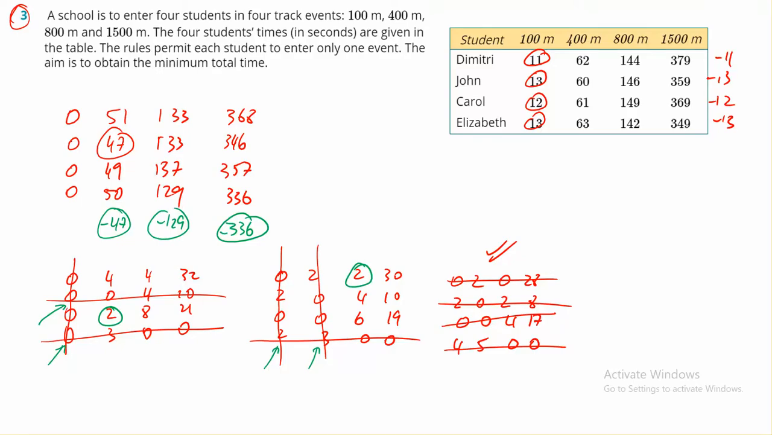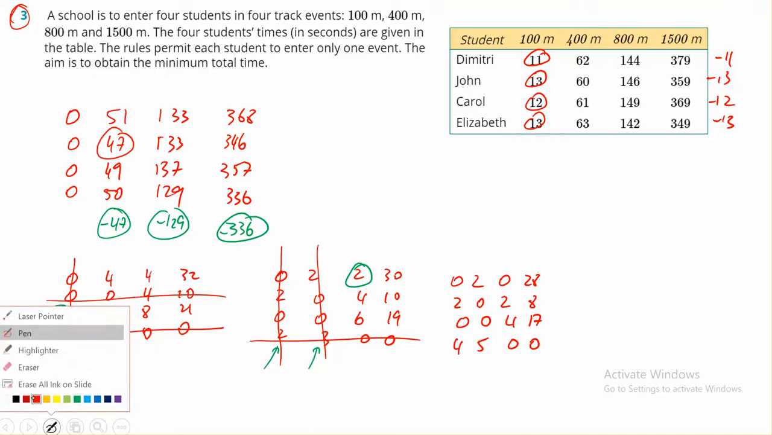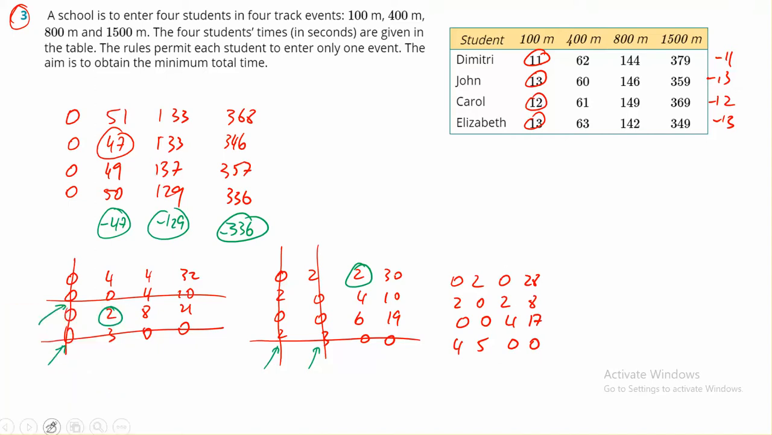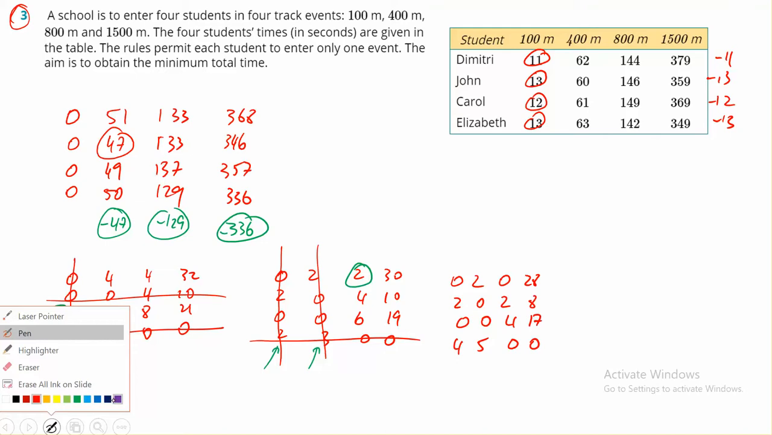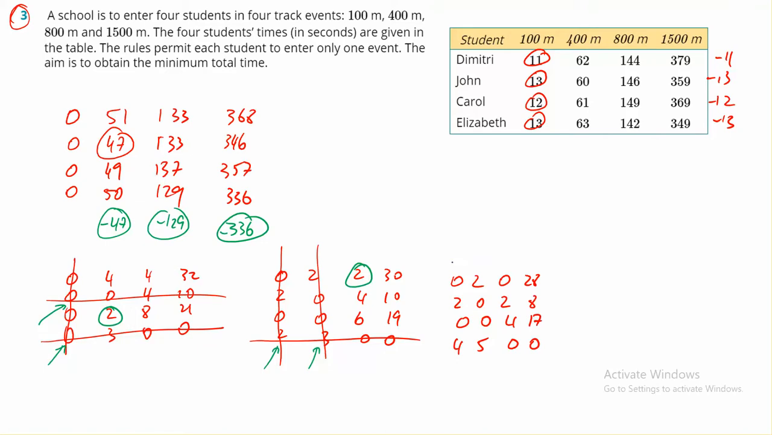I can cover everything. I need a minimum of 4 lines to cover everything over all the zeros. So we're done there. Now we do our allocation. Okay, so I'm going to write the actual letters this time because I've done this algorithm. This is 100 meters, 200 meters, 300 meters, 1,500 meters, and we've got Dimitri, John, Carol, and Elizabeth.